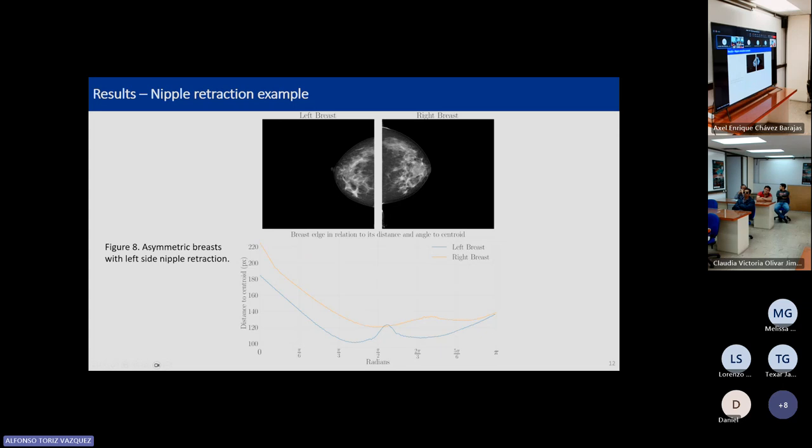Here's an interesting result we obtain. Sometimes there is a nipple retraction on one side of the breast, and in the other side, there isn't.